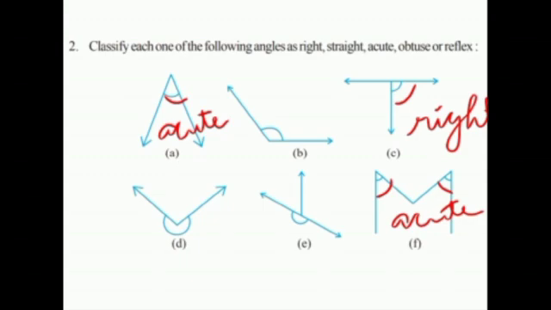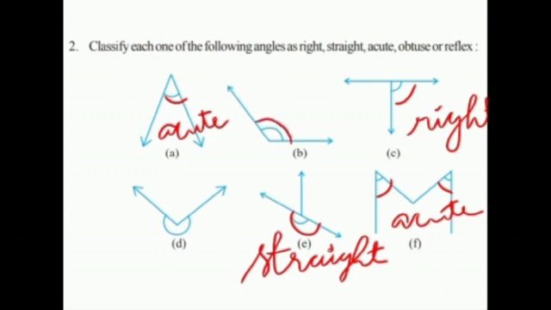Is there any straight angle? Yes, in E question, the angle is straight angle. Okay. And then, is there any obtuse angle? Yes, in B question, the angle is more than 90 degree, so this is obtuse angle. Okay, in D question, the angle is more than 180 degree, more than straight angle, so this is reflex angle.